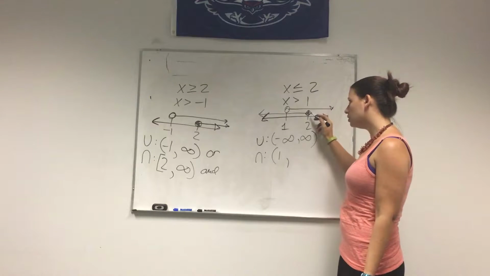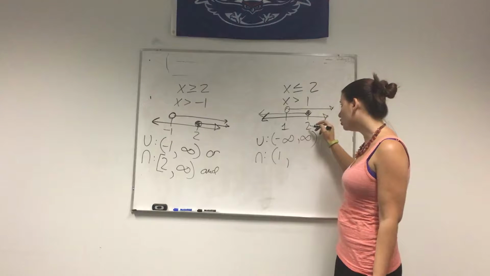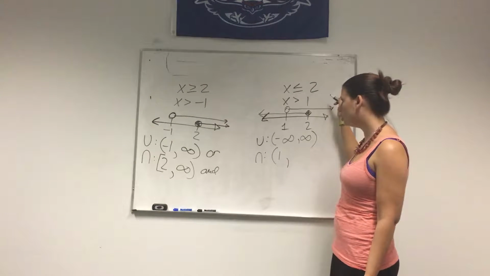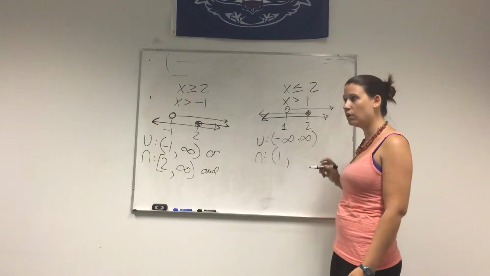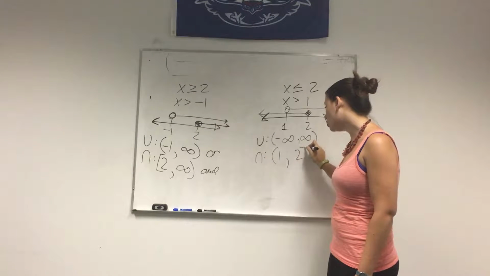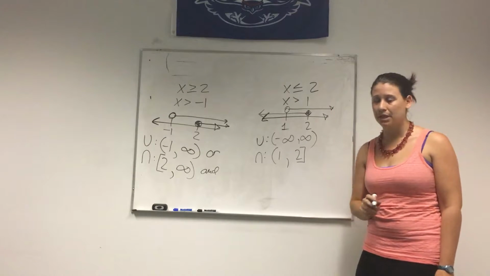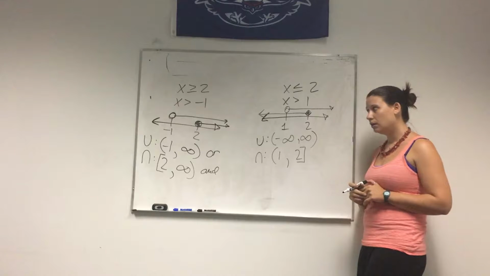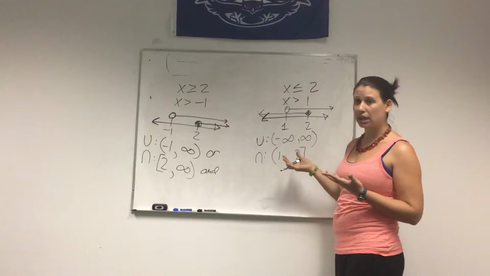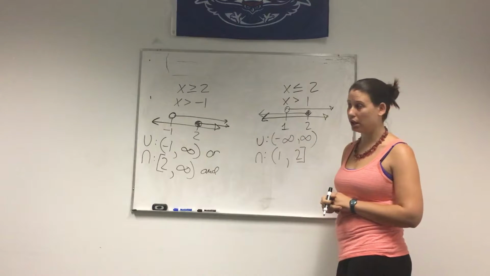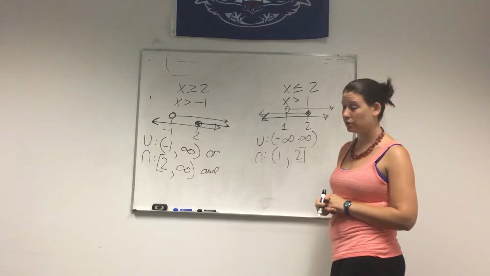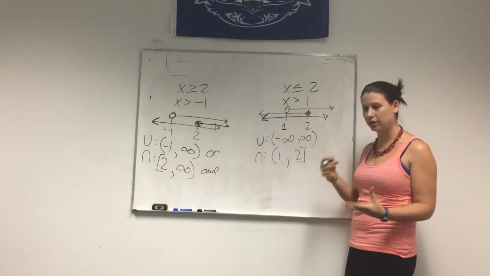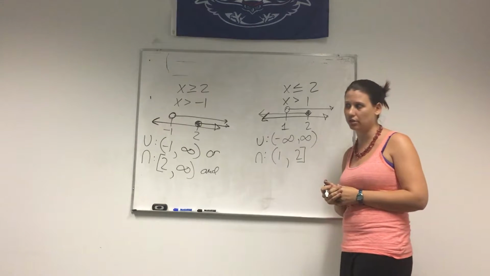Where do they go to overlapping? Well, to 2. They both can be 2 though, right? Because 2 is less than or equal to 2, and 2 is greater than 1. So that means 2 gets a bracket. So these are two different options for number lines using inequalities to write unions and intersections. Remember the ors and the ands. They will help you say that in your head as you're thinking about unions and intersections.